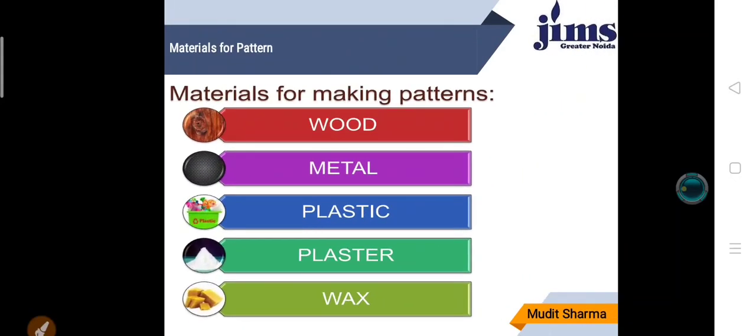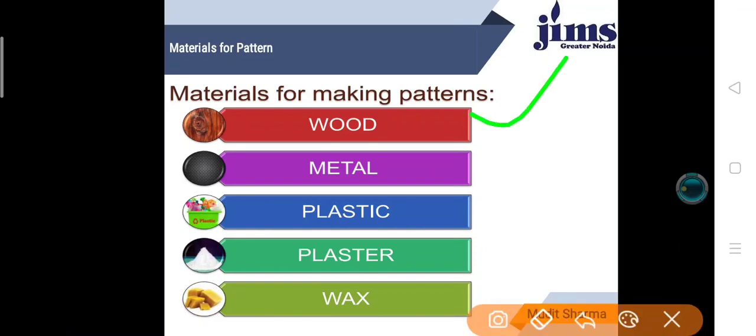Now these are some common materials which are used for pattern making, like wood, metal, plastic, plaster, wax. So first one is wood. Wood is used for pattern making because it is straight grained and it is very cheap. It can be easily joined. It can be easily fabricated. It is light in weight, etc.